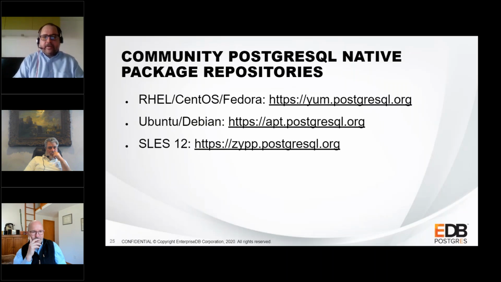So I want to give you a quick information about the community Postgres native package repos. We have yum.postgresql.org for Red Hat, CentOS, and Fedora. For Fedora, we only support the last 2 releases because those are the releases supported by the upstream. So currently we have Fedora 30 and 31 right now.